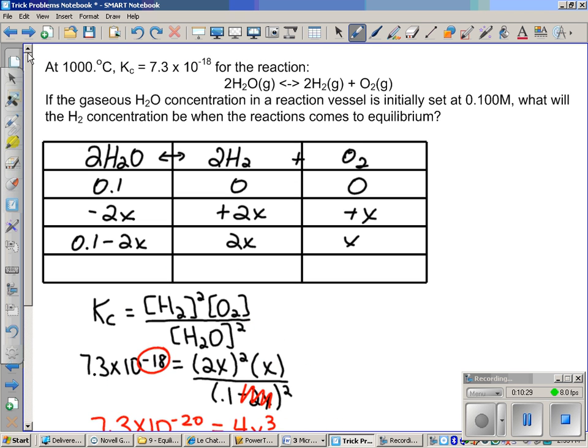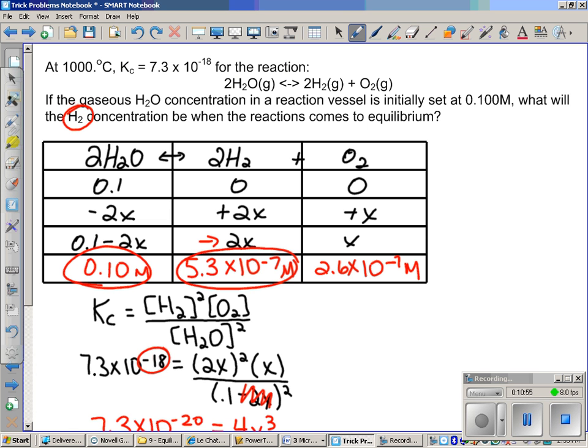We go back up to the problem. What did they want us to do? They want us to figure out what the H2 concentration will be. So they're really only asking us for one of them. So we're going to take that x value and plug it in here. So 2 times x. So this comes out to be 5.3 times 10 to the negative 7th molar. And you could plug it in for the other ones. So this one will be 2.6 times 10 to the negative 7th molar. And then this one will just come out to still be 1.01 because it'll round off.